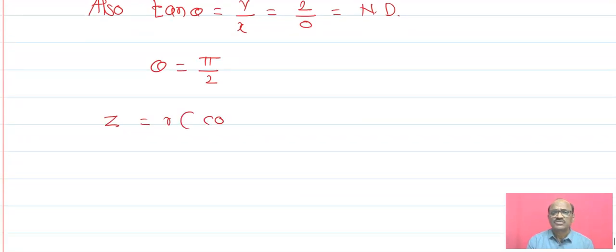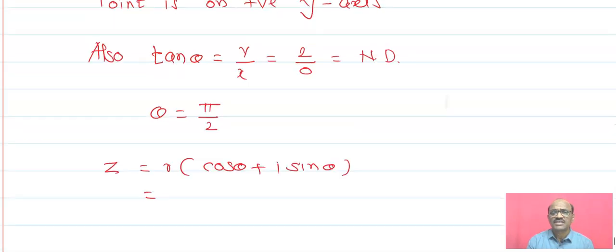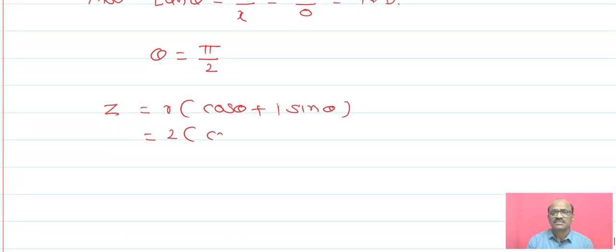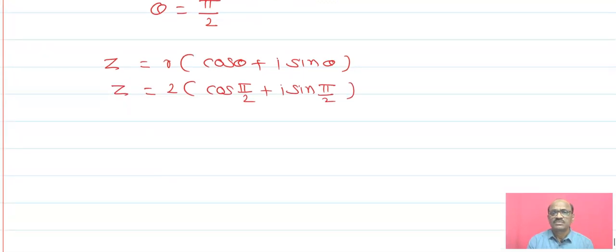z is equal to r cos theta plus i times sin theta, that is 2 cos pi by 2 plus i times sin of pi by 2. This is the polar form.